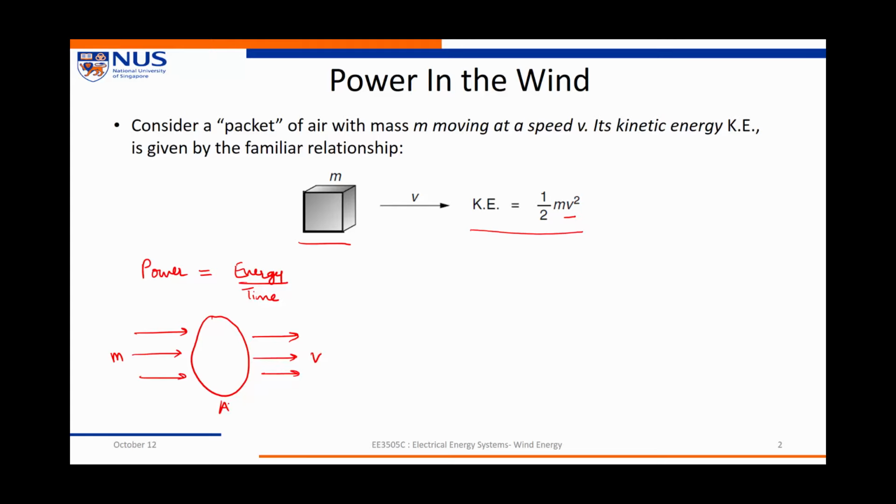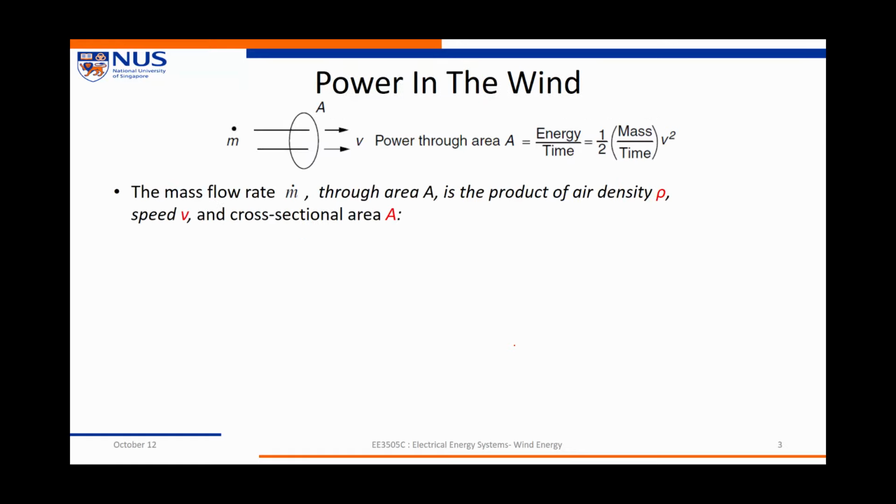This would be equal to energy by time, and we can say this is half times mass by time times v square. I've just rearranged this term along with this m here. So we have a term here called mass by time. So we define the mass flow rate m dot through an area A as the product of air density rho, speed v, and cross sectional area A.